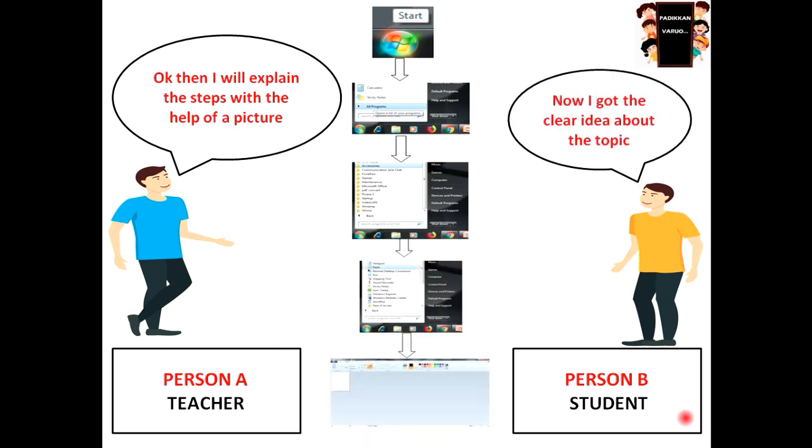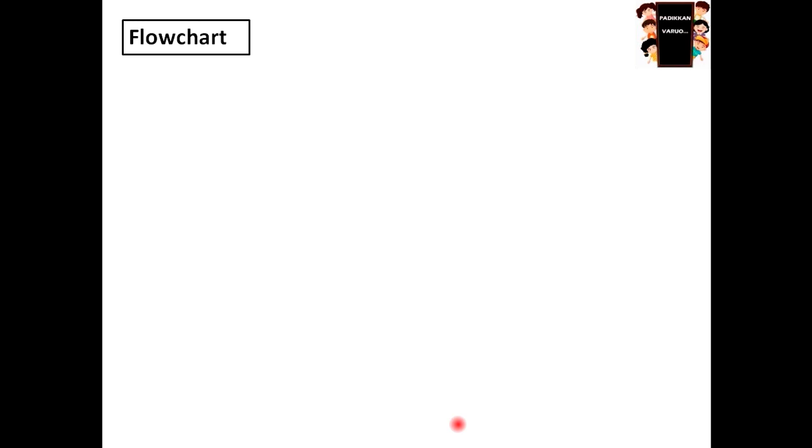So the student is replying to the teacher that now I got the clear idea about the topic. So from this slide we can understand an idea that human beings can easily understand a concept with the help of a picture, video, animation or graphics. So there comes the importance of the flowchart. So what do you mean by a flowchart?